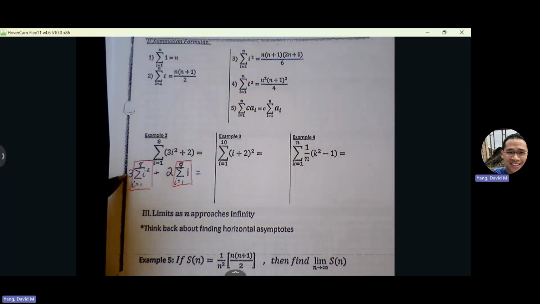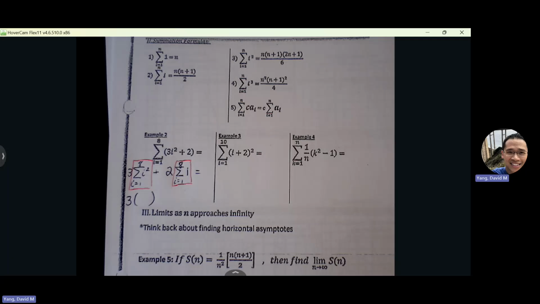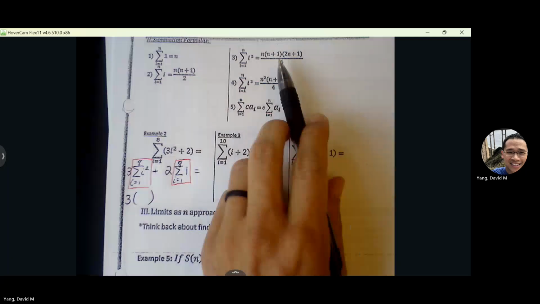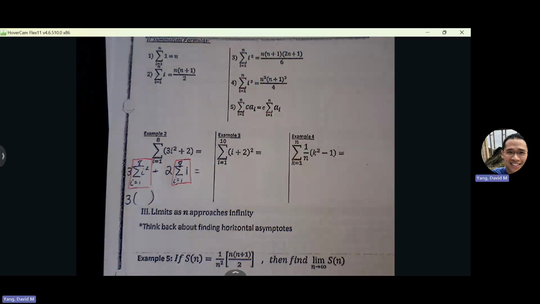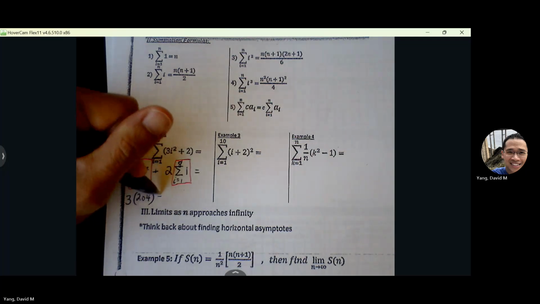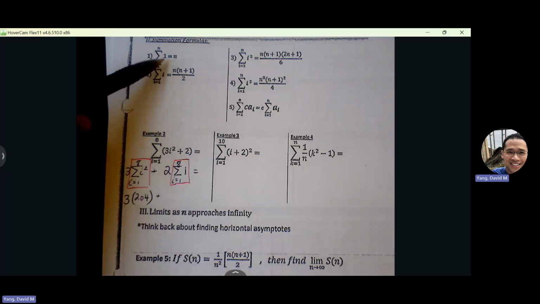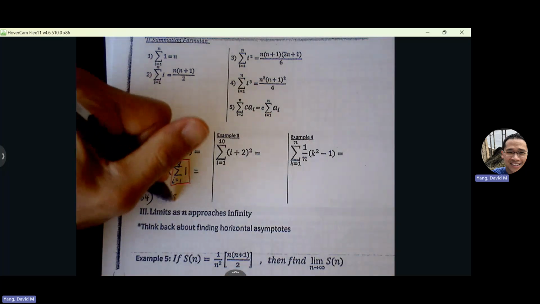And then we multiply that result by 3. So it's going to be 3 times, and I'm just going to enter this in the calculator using this rule. So 8 times 9 times 17 divided by 6. And then summation of 1 from 1 to 8 is just going to be the n value. So that n value is 8. So it's just 2 times 8.